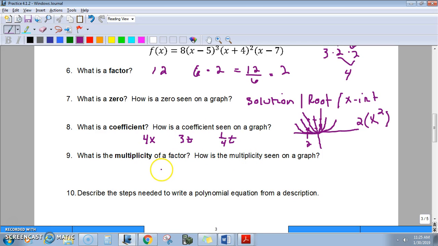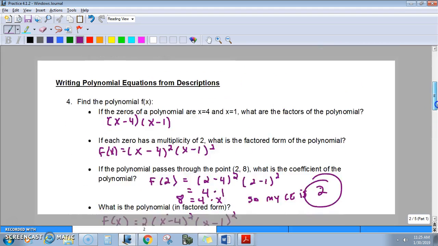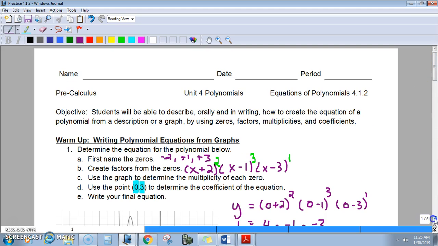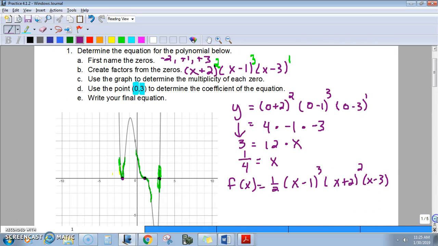What is the multiplicity of a factor? That was where we talked about how many times that 0 occurs. And how do you see it on a graph? We talked about this in the very first question here, right? Where it depends on what the graph looks like at the point that that 0 occurs. So this first one here is x squared. Anything even is going to bounce off and go back. This looks like x cubed, and it has to be odd because it goes straight through. And this was the 1.